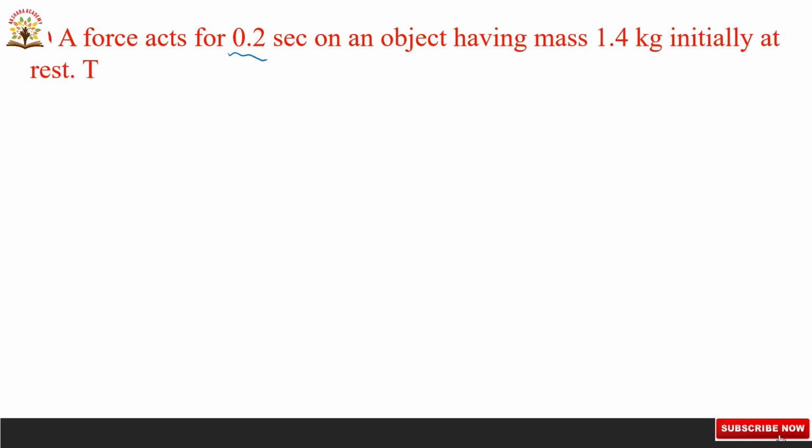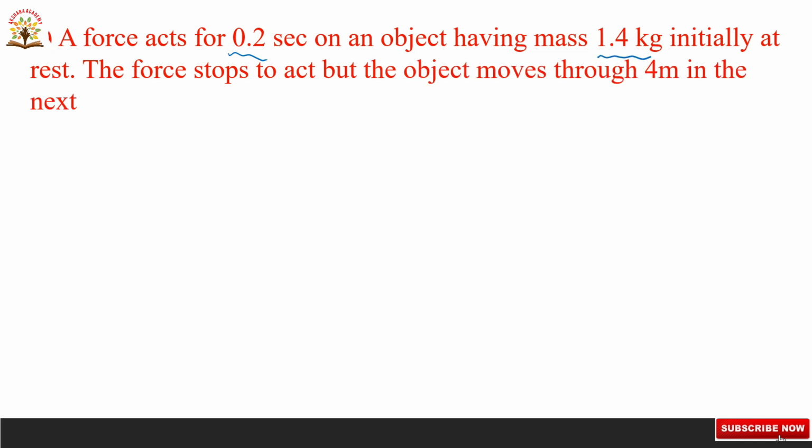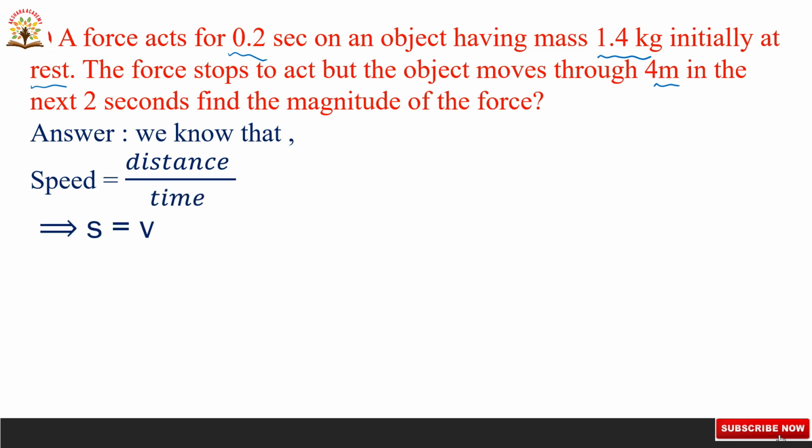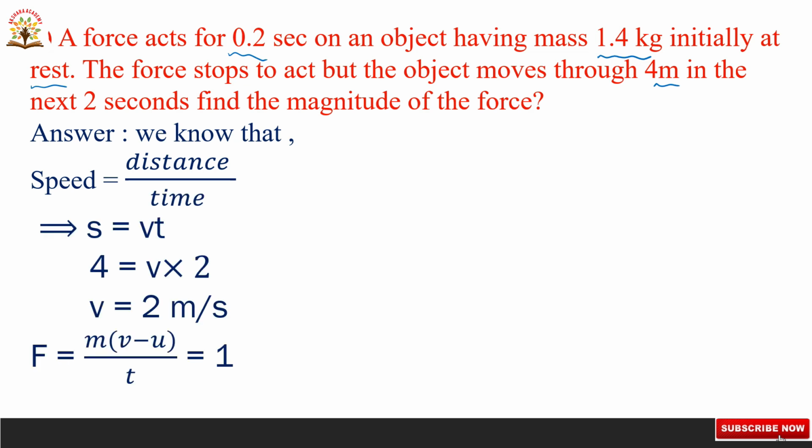Next question, the fourth one. A force acts for 0.2 seconds on an object having mass 1.4 kilogram, initially at rest. The force stopped to act, but the object moves through 4 meters in the next 2 seconds. Find the magnitude of the force. Now we have to calculate the magnitude of force. Actually, they have given mass 1.4 kilogram and distance 4 meters.